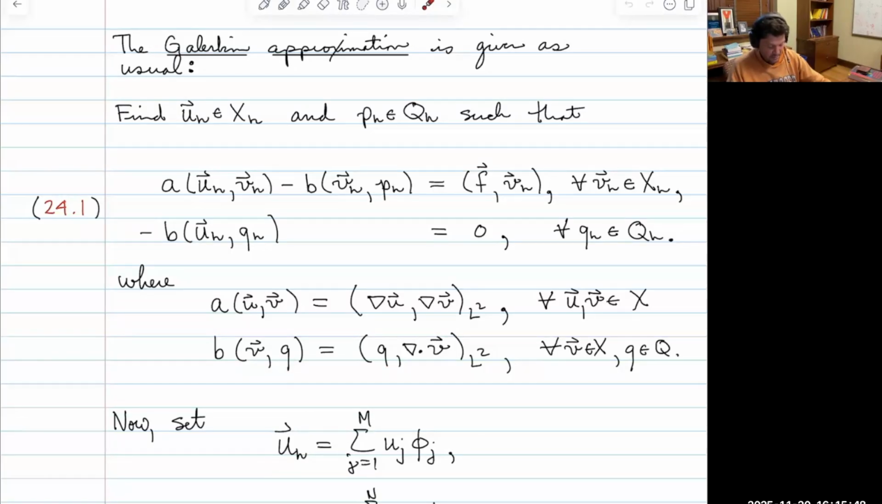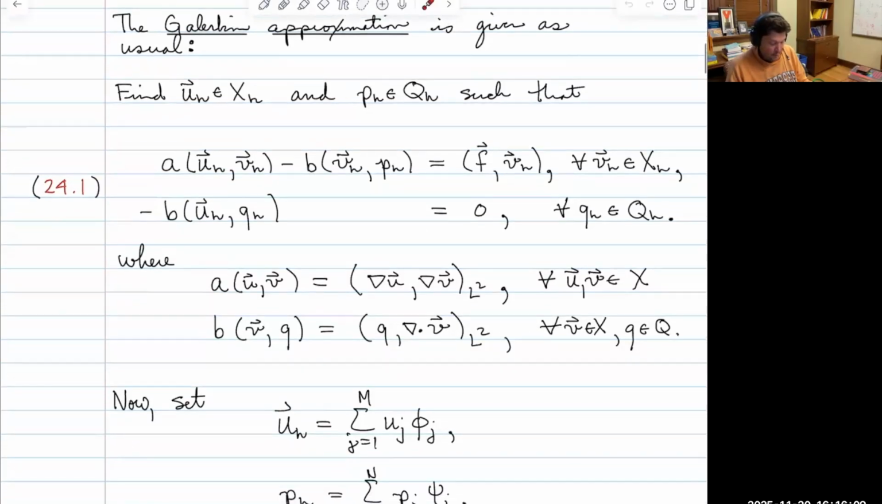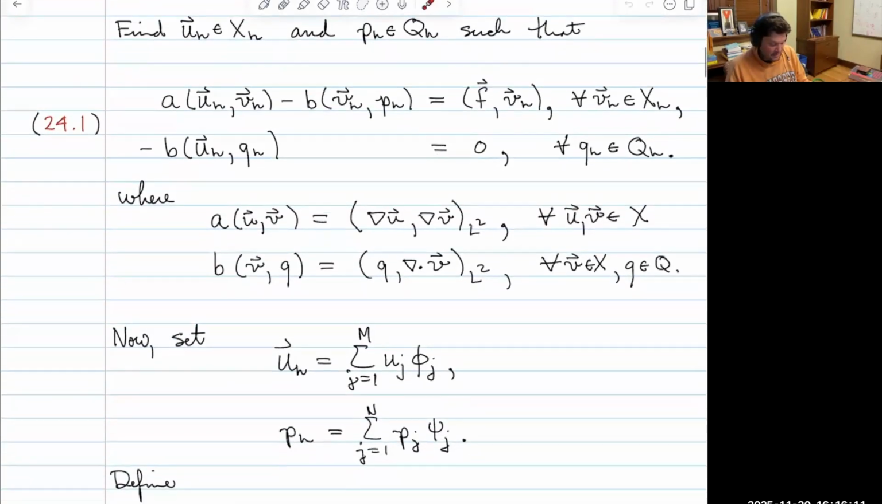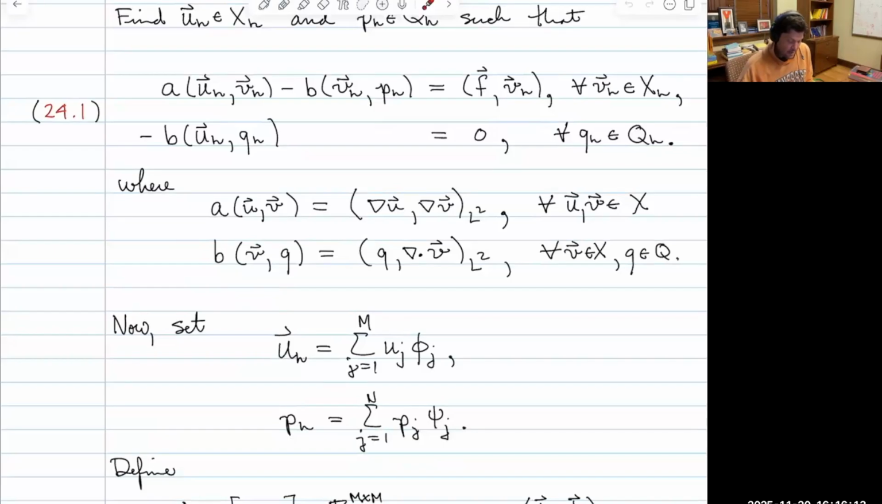So this guy takes functions from the same space, and in fact, it's a symmetric function. B is different. B takes a function from the velocity space and a function from the pressure space, combines them together and gives you a number. Okay, it's clear that that should be a number. Now, what we're going to do is, as we've done countless times, right?